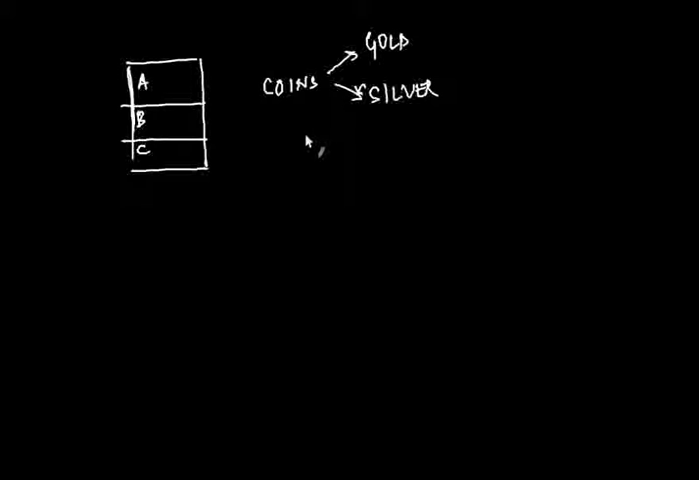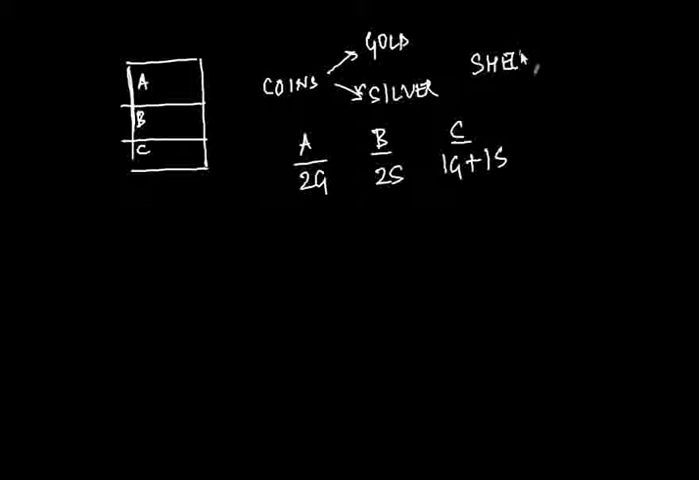What we've been told is that in shelf A there are two gold coins, and in shelf B there are two silver coins, and in shelf C there's one gold coin and one silver coin. And we are told that one shelf is picked at random, and from that shelf a coin is picked, and that coin turns out to be gold. So what's the probability that the coin came from shelf A?